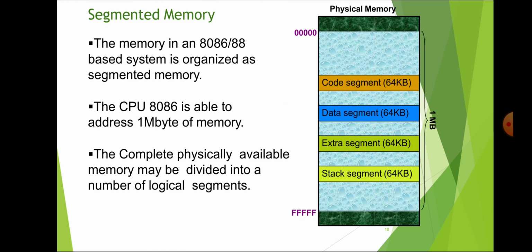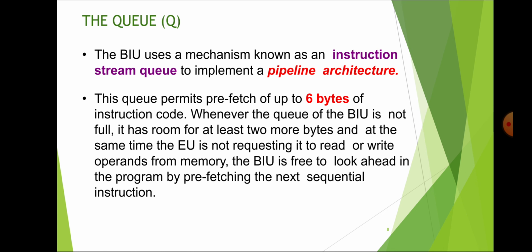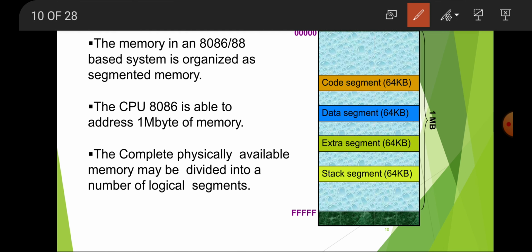Here is that slide, which is nothing but the physical memory. I will explain this physical memory first, and then you will understand what these CS, DS, ES and SS are. CS is the code segment, DS is the data segment, ES is the extra segment, and the fourth is the stack segment. Each is a memory of 64 kilobytes.